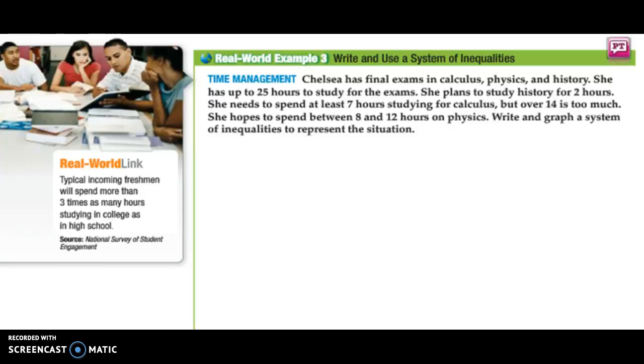So what we can do is look at each one independently. So the first thing is it says calculus. Okay, so we'll call that C. And it has to be at least 7, but no more than 14. So it'd be 7 is less than or equal to C, C for calculus. But it's got to be less than or equal to 14. 14 is too much.